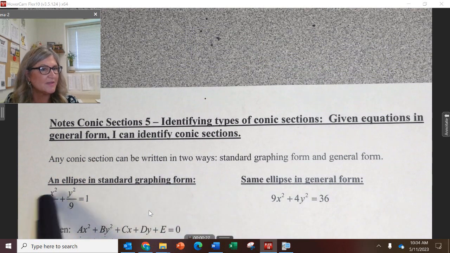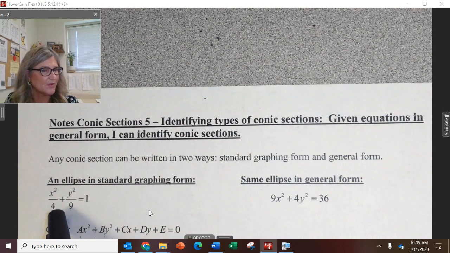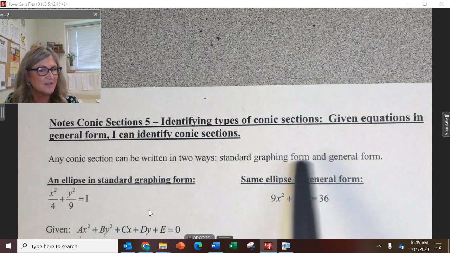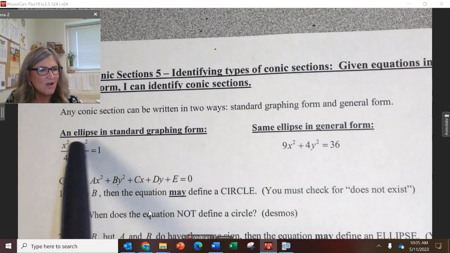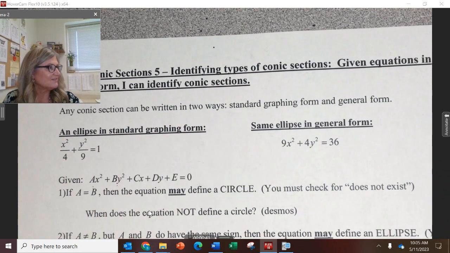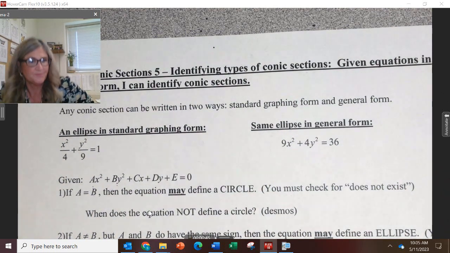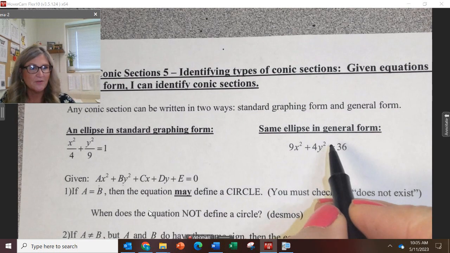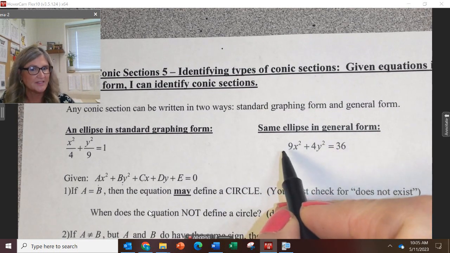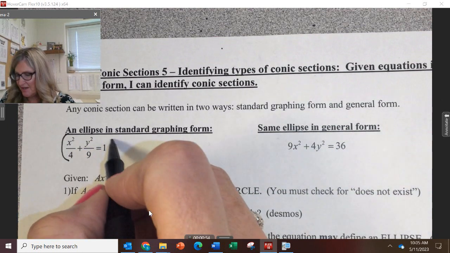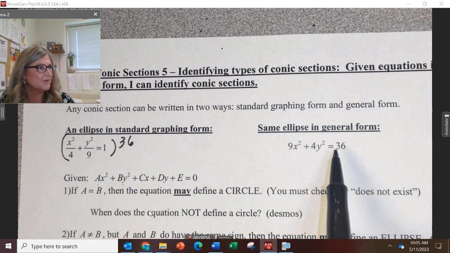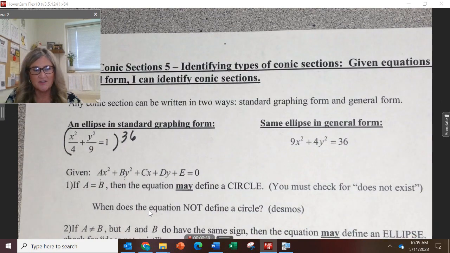Standard graphing form is the form that we like to see because we can immediately see we go out 2 in the x direction, 3 in the y direction, and it's an ellipse. But this is the same ellipse in general form. How in the world is this the same as that? What do we do, Ethan? Okay, right. So if we were over here and we divided this whole thing by 36, we would end up with that. Or if we took this equation and multiplied it by 36, we would end up with this. So you can see they're equivalent.